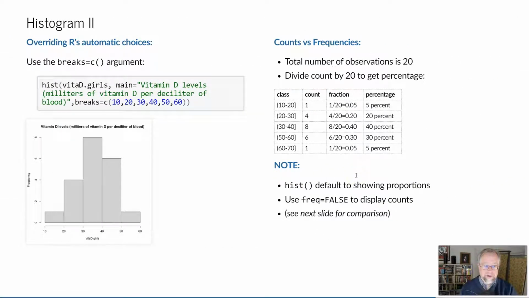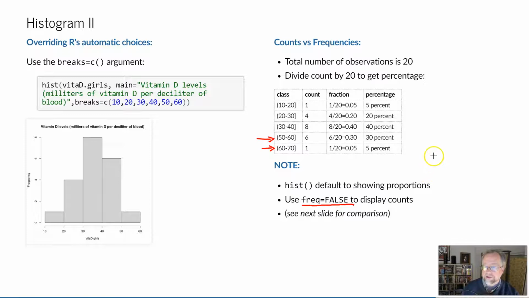Now I can force it by telling it where I want the breaks to occur, and it looks like I still have this typo over here as well. So I'll fix that in the final one. This should be 40 to 50, and this should be 50 to 60. Now, all I'm saying is you can either count directly, where you actually count how many, or you can do frequencies. So you divide, there were 20 observations total, 1 divided by 20 is 0.05, 4 divided by 20 is 0.20, and so there you'd use the frequency equals false to display the counts.